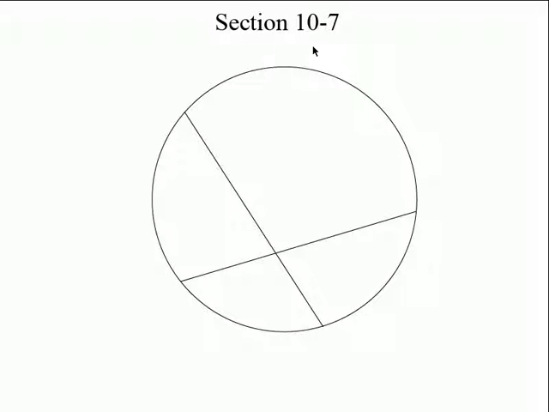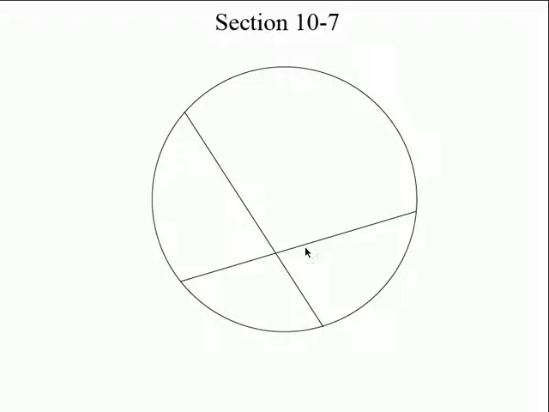All right, we're on section 10.7, and I've already got a circle drawn right here with two what? What would those things be called right there? Two chords, right. And they intersect. Where do they intersect? Inside the circle, right. It's just inside the circle, okay.